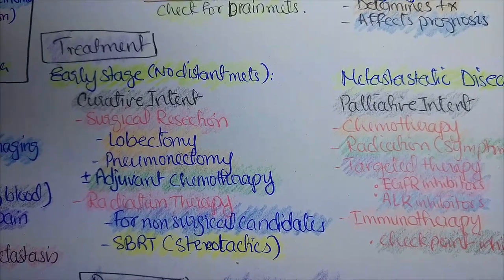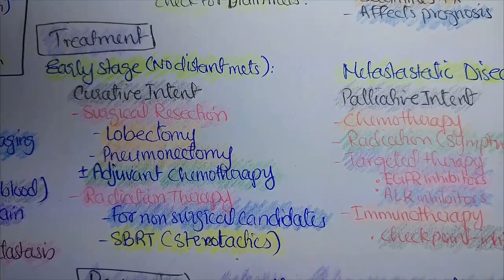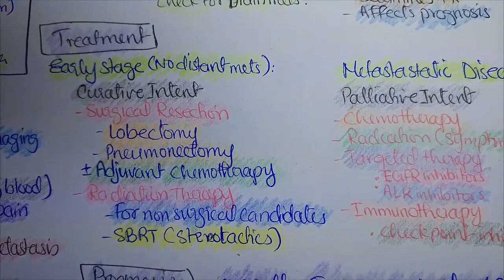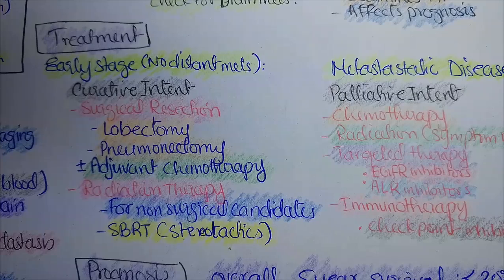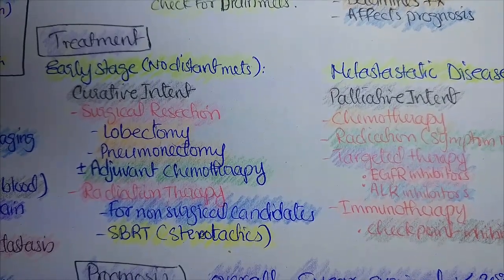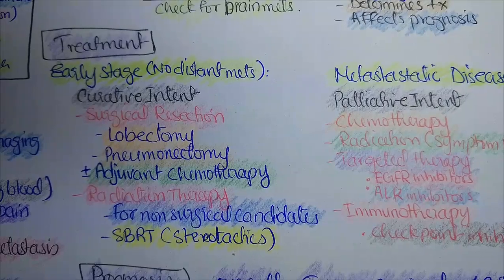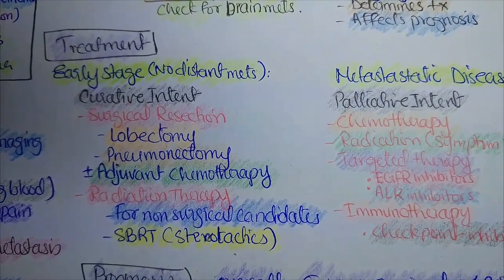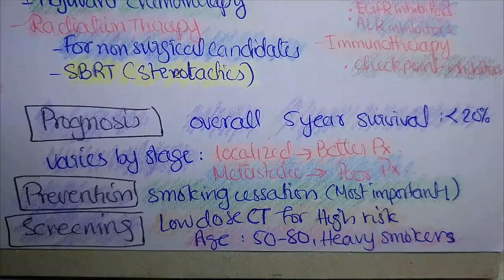Unfortunately, most patients present with metastatic disease and aren't eligible for curative resection. So these patients receive palliative treatment: chemotherapy, radiation, targeted therapy for specific mutations like EGFR or ALK, or immunotherapy with checkpoint inhibitors.